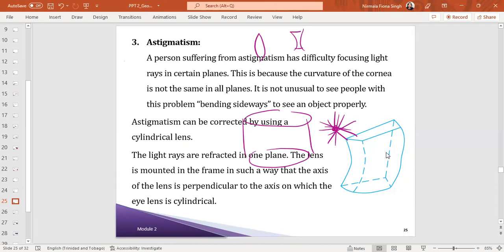So the light rays are refracted in one plane. The lens is mounted in the frame in such a way that the axis of the lens is perpendicular to the axis on which the eyes are cylindrical. So this is a very cool way that I realized they had to look at what the orientation of the cornea is and then line up that lens to match, right? Or to cancel the problem that the cornea has.